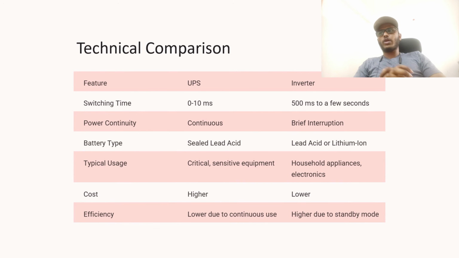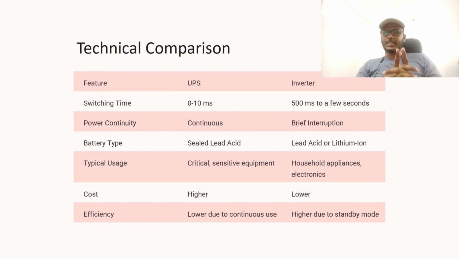The first thing we are comparing is switching time, which we already explained. UPS switching time is 0 to 10 milliseconds, whereas an inverter takes 500 milliseconds to a few seconds. And power continuity: a UPS always gives continuous power, whereas an inverter gives a brief interruption. Battery type: a UPS uses sealed lead acid batteries, whereas an inverter uses lead acid or lithium ion batteries. And the typical usage is, a UPS is used for critical sensitive equipment, whereas an inverter is used for household appliances and electronics.